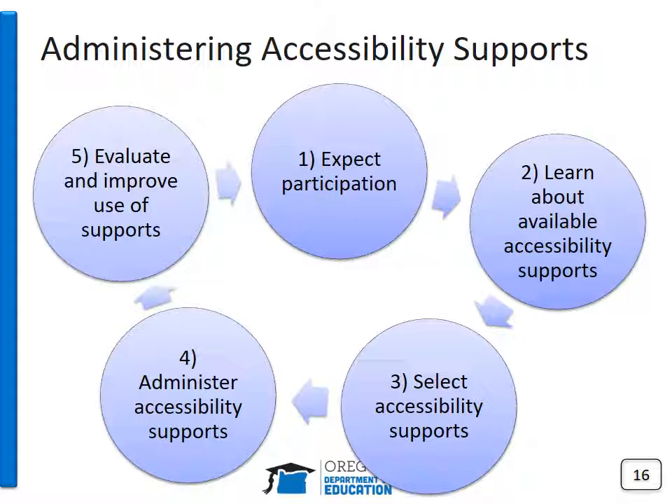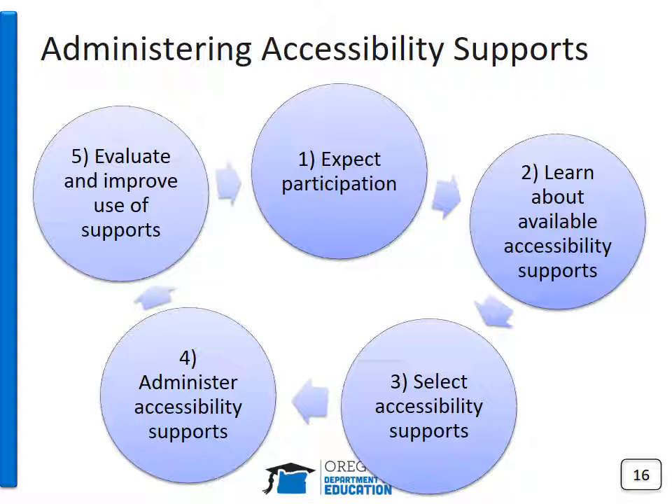Step 2 is to learn about the accessibility supports. Both general and special education teachers should be familiar with the approved accessibility supports to assure that they are appropriately selected and administered. Step 3 is to select the accessibility supports. When selecting these supports, a team might review the following: the effectiveness of the supports, issues pertaining to accessibility supports, students' perception of how well the supports work, perceptions of teachers, students, and specialists about how well the supports are working.